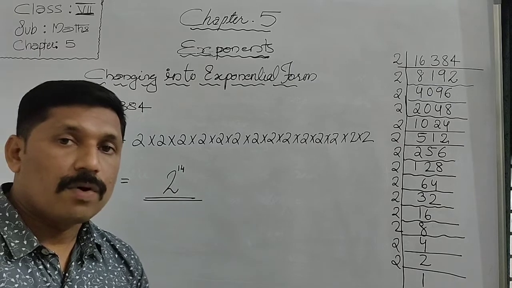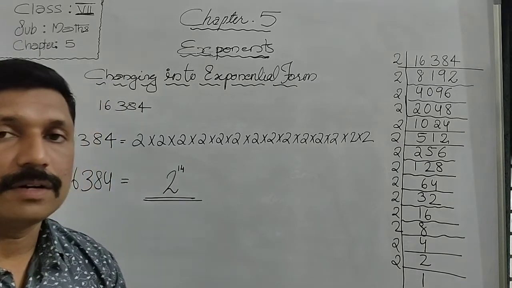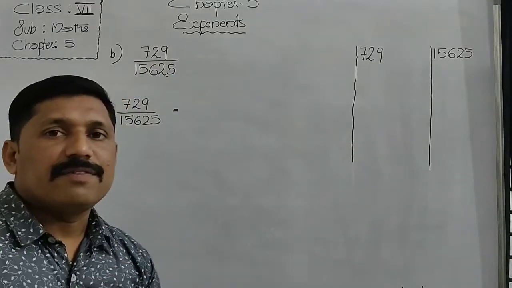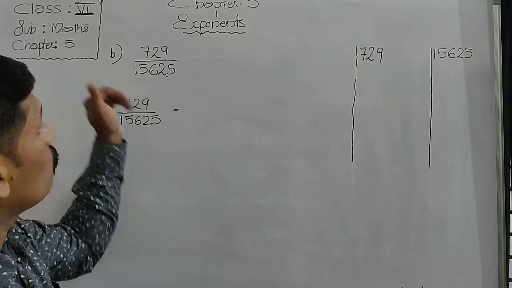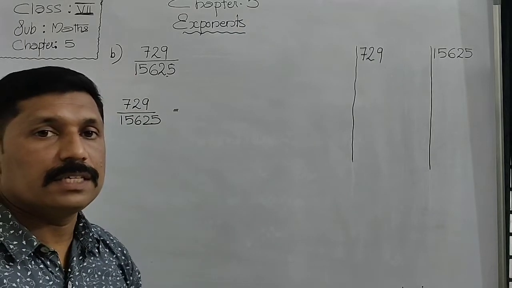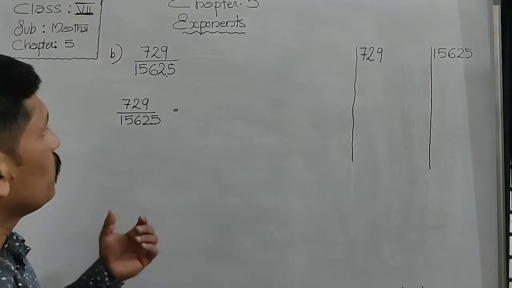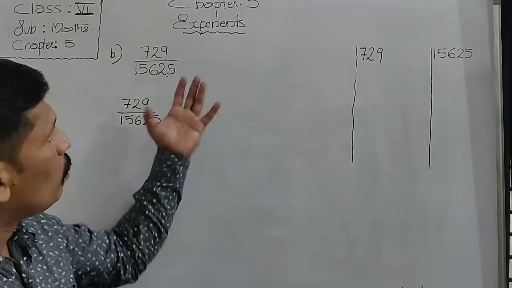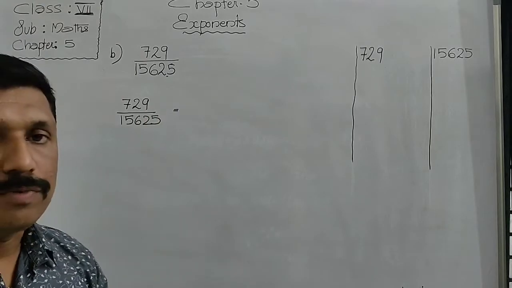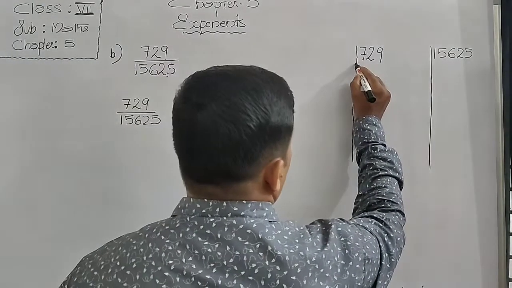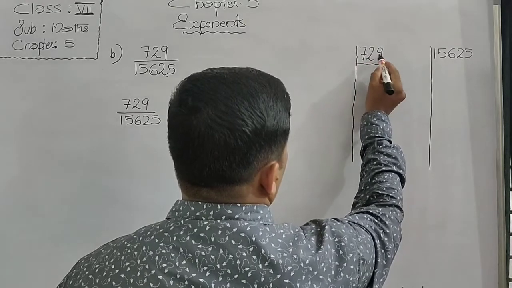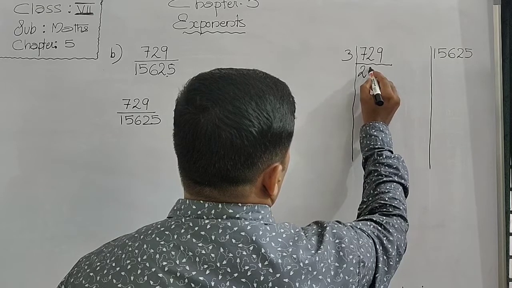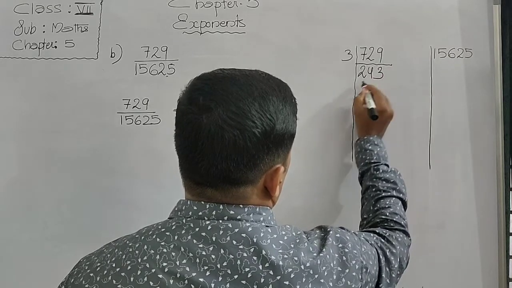Okay, we will solve one more question so that you can understand it very well. Question B, 729 upon 15,625. This is a fraction, a rational number, and this we have to change to exponential form. So both numbers, numerator and denominator, we factorize. This can be factorized by 3. Yes, by 3. 3 2s are 6, 3 4s are 12, and 3 3s are 9, 243.